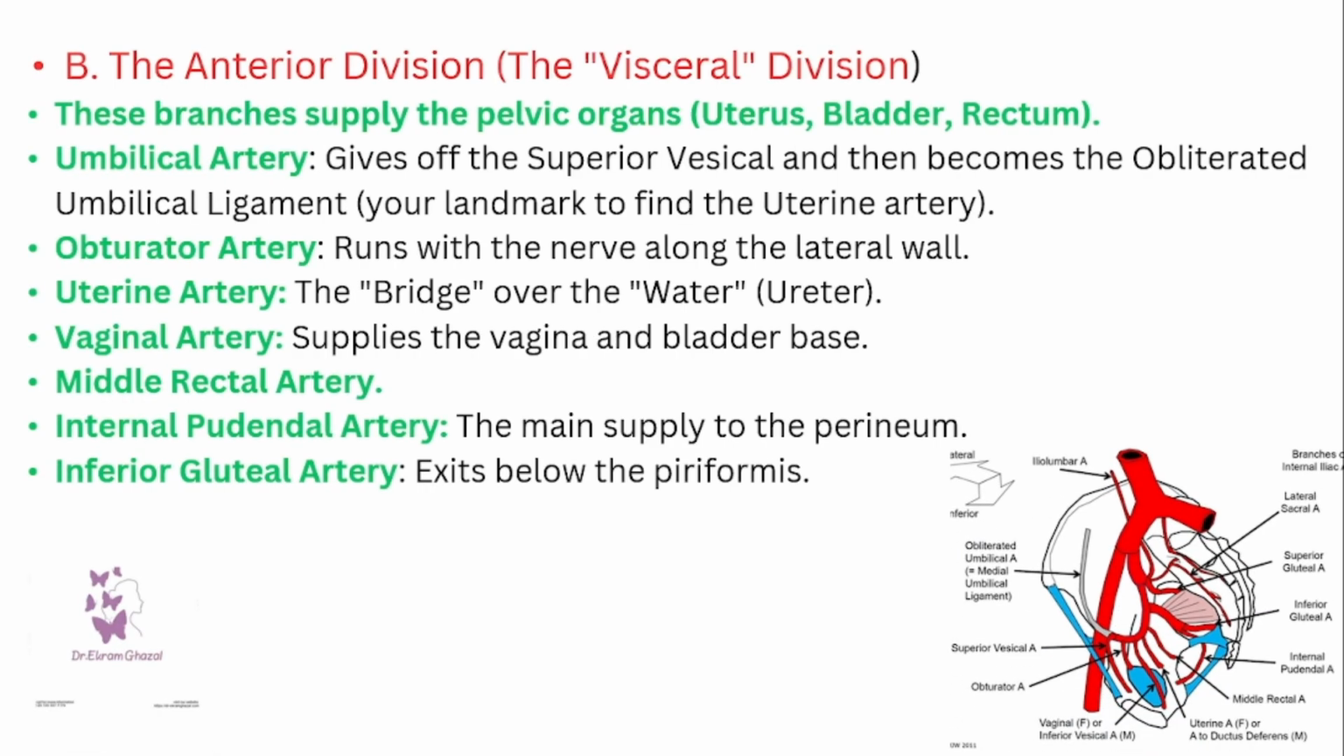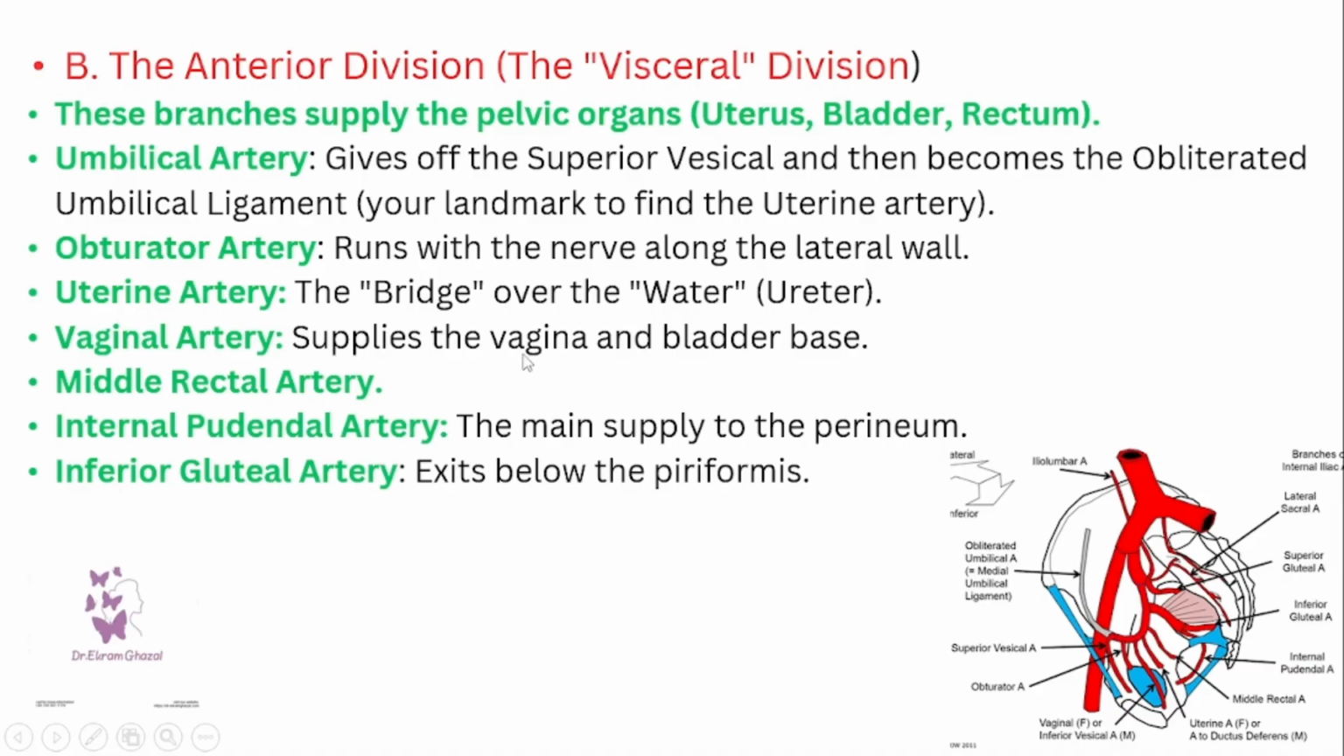What about the anterior division? This is the visceral division. We can say it has about 7 branches. These branches supply the pelvic organs: uterus, bladder, and rectum. The umbilical artery gives off the superior vesical and then becomes the obliterated umbilical ligament. The obturator artery runs with the nerve along the lateral wall. Uterine artery: water under the bridge. The water is the ureter, the bridge is the artery over the water.